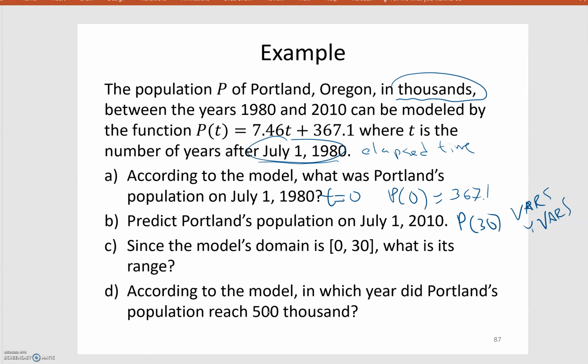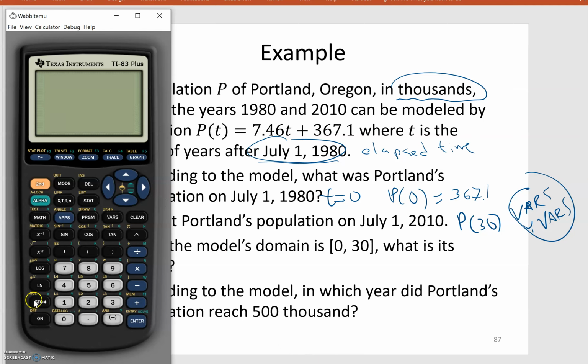Don't forget, if you're going to use this method, you actually have to type in the function as y1. So we have to enter this function as y1. Okay. All right, and we'll do that in just a second. Actually, why don't we just go ahead and do it now?